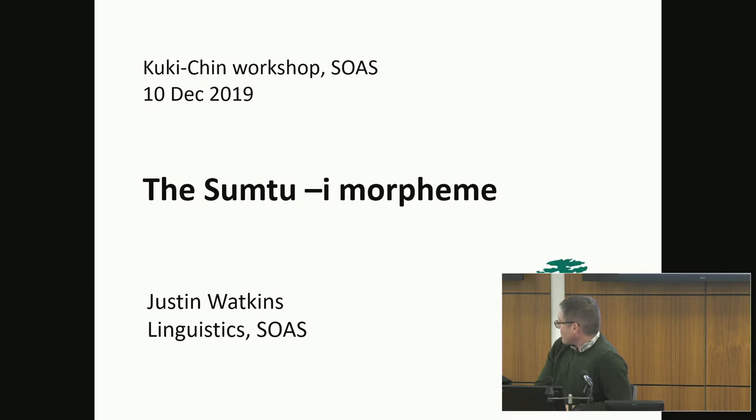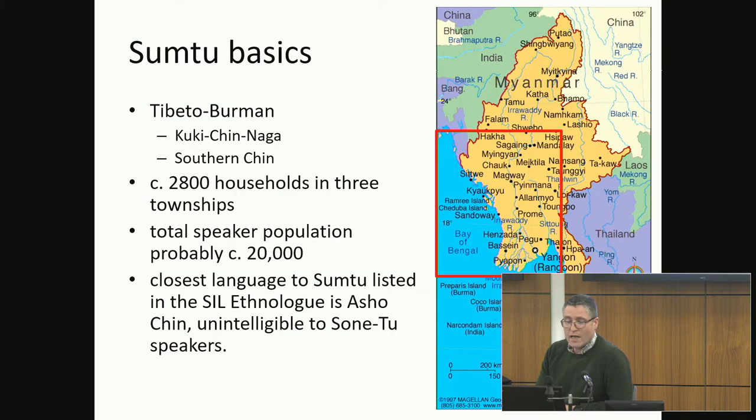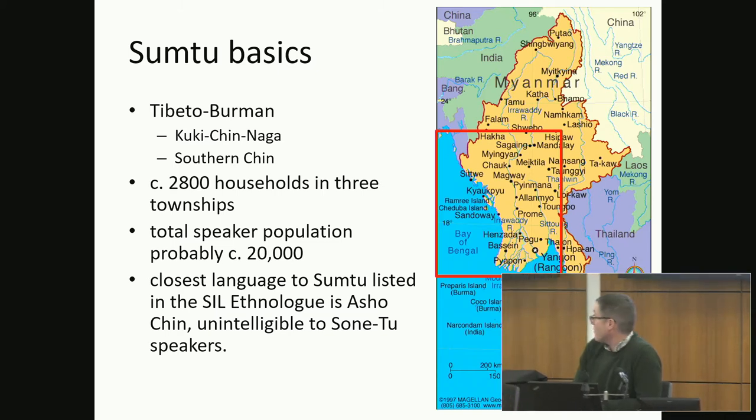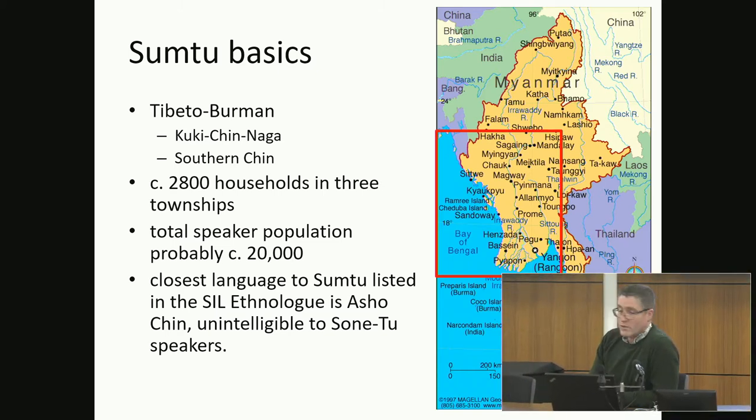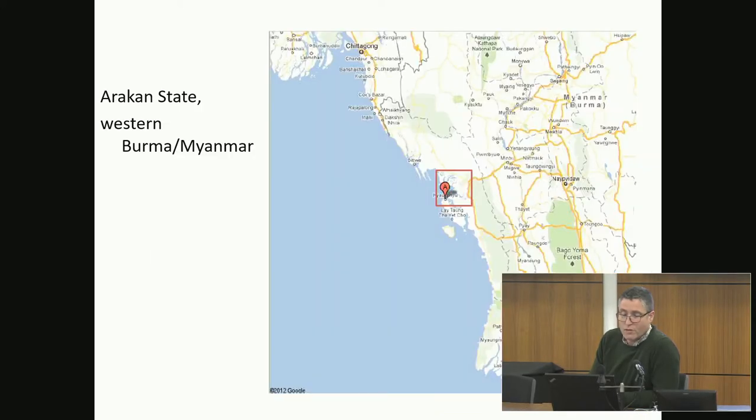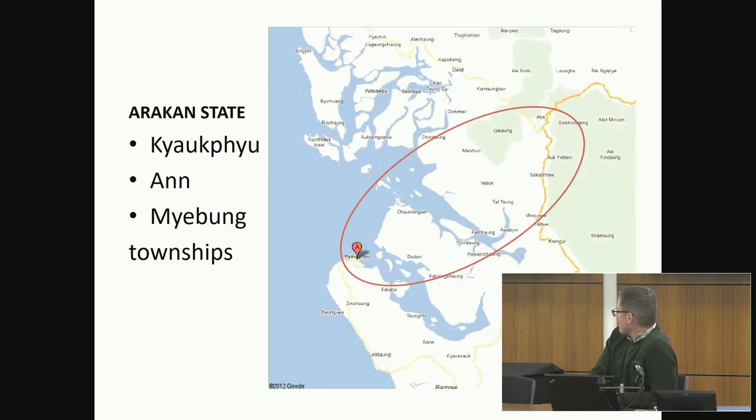So, Sumtu preliminaries. Sumtu is Southern Chin, Southeastern, about 2,800 households in three townships, maybe about 20,000 speakers, also known as Songdu. This is where it is. This is probably the best map.